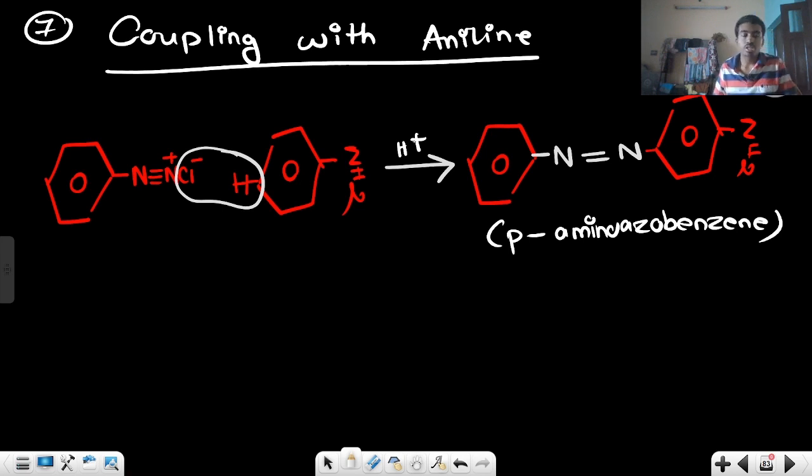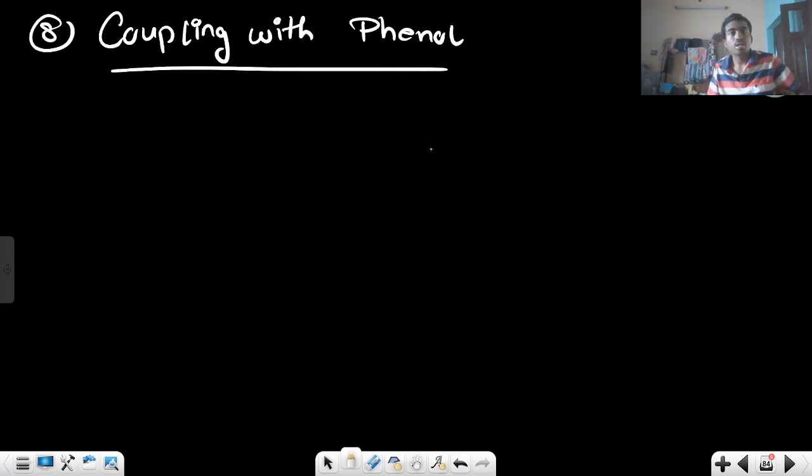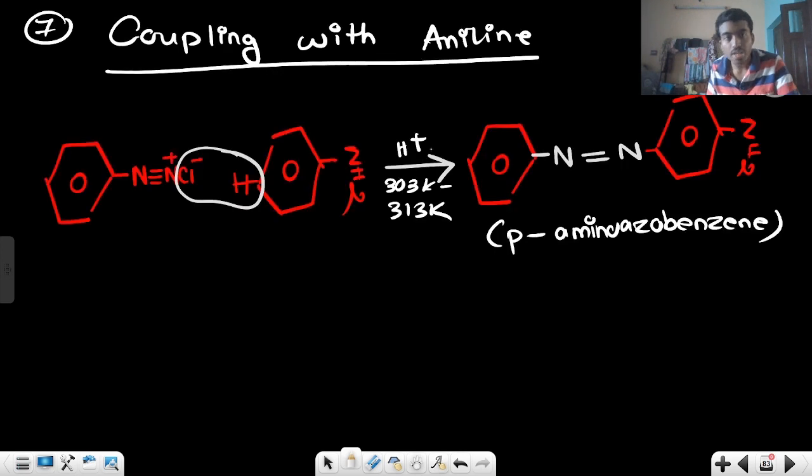So this is the reaction we are going to follow for your ISC syllabus. If you want to note down the temperature, you can note down it is 303 Kelvin to 313 Kelvin, H plus. Done. Coupling with phenol is the same way, nothing is different. Then what will be the change? Name will become para-hydroxyazobenzene, and here instead of NH it will be OH. So is there any big change? No, just OH in place of NH. Simple.